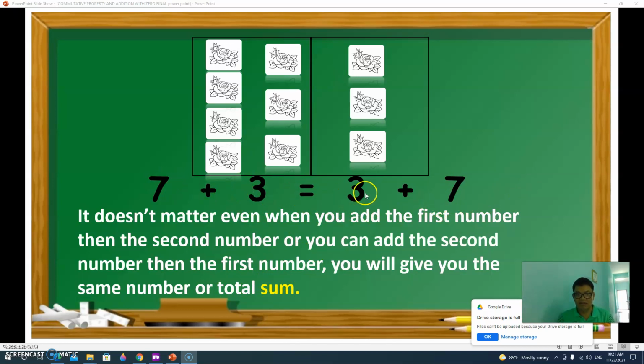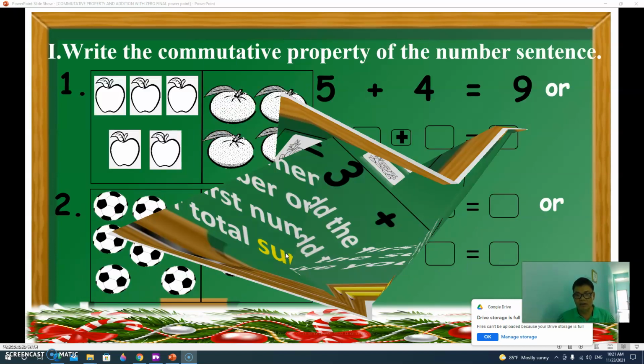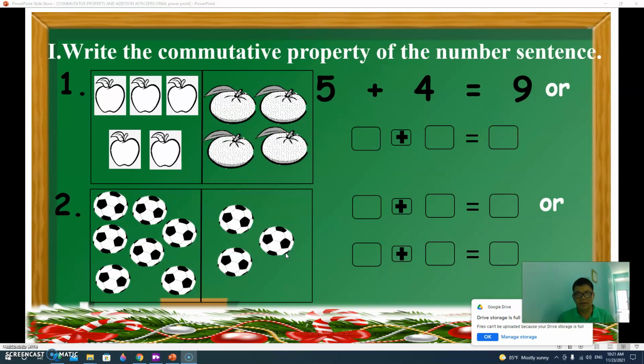7 plus 3 or 3 plus 7, the sum is 10. Sum is the answer when you add two numbers. Now we're going to write the commutative property of the number sentence. For number 1, you can see how many apples there are.